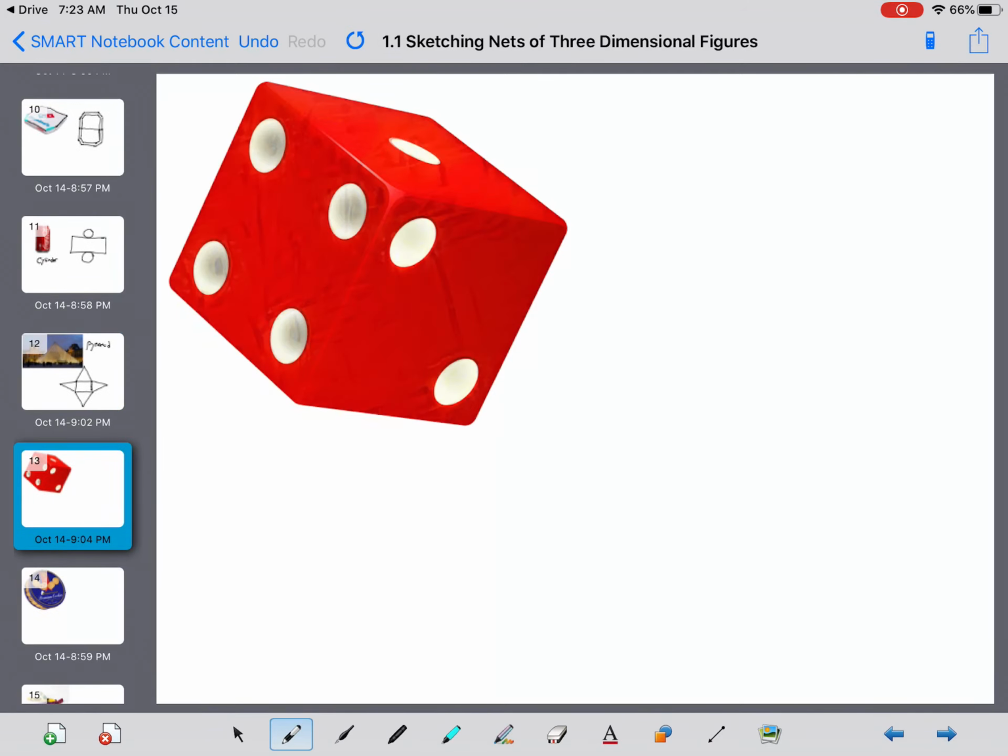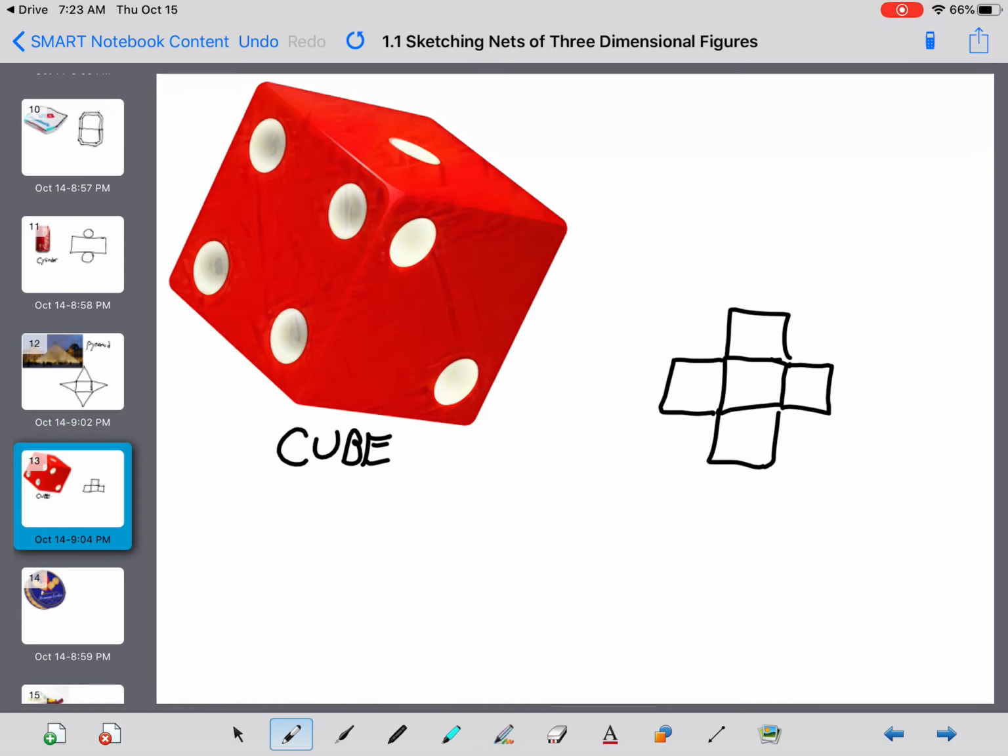Okay. Your next one, you have a regular die, or geometrically, we know it's a cube. Okay, so it's squares. And again, you unfold all the sides and add the top.